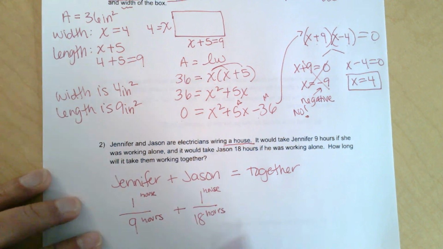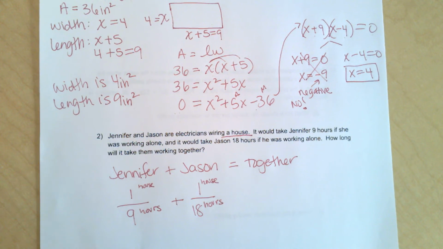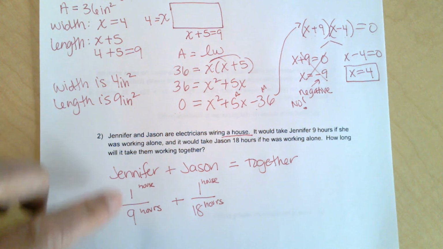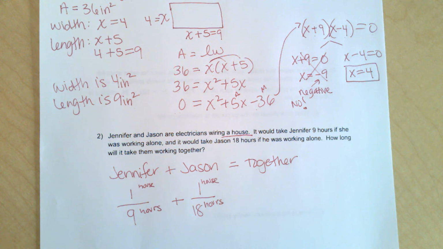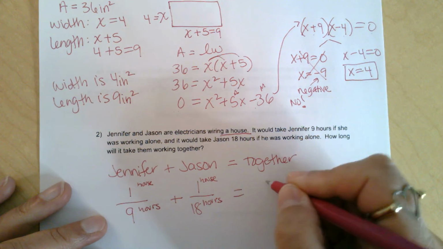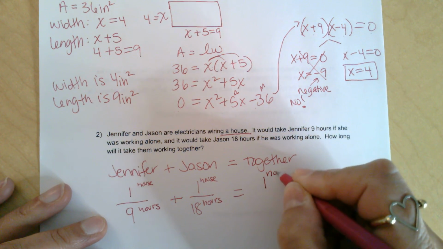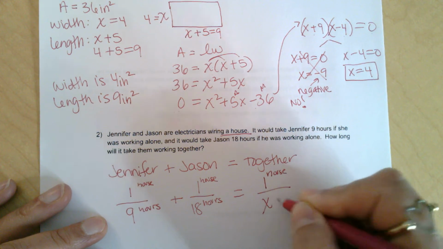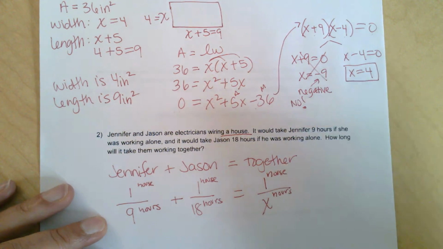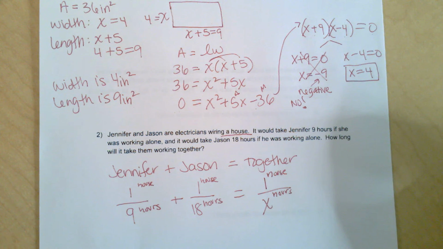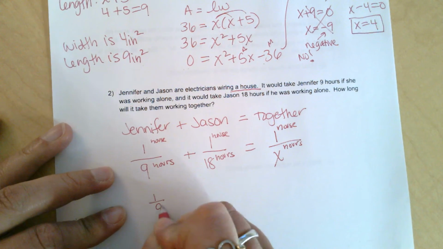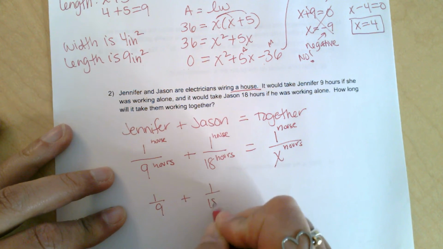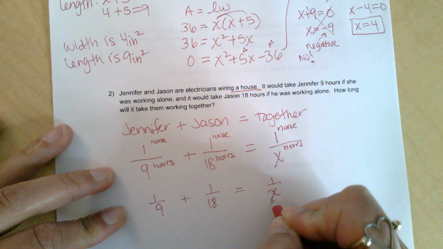Now, I'm thinking about it as a fraction because this is a rate: how long it's taking them per house. So I turn it into a rate, houses per hour. And let's see, how long is that one house going to take them together? So we have x hours. And we see that we have rational equations that we need to solve. So we have 1/9 plus 1/18 equals 1 over x.